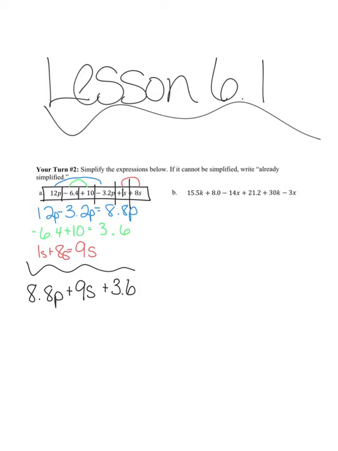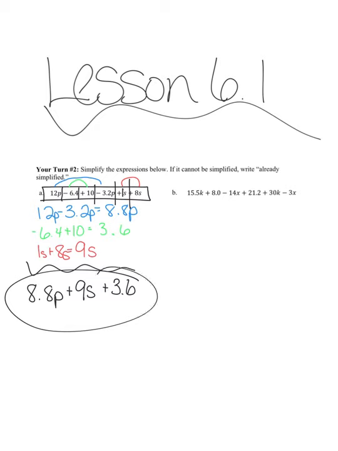Now, because of the commutative property of addition, you might have this in a different order. Maybe yours is 9s plus 8.8p plus 3.6, or maybe it starts with 3.6. As long as you have the appropriate sign, it does not matter what order you have this written in. So that is your simplified expression for problem A.